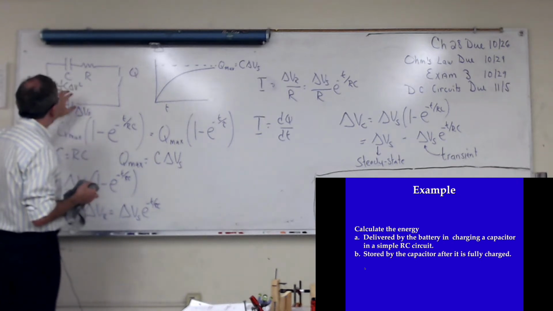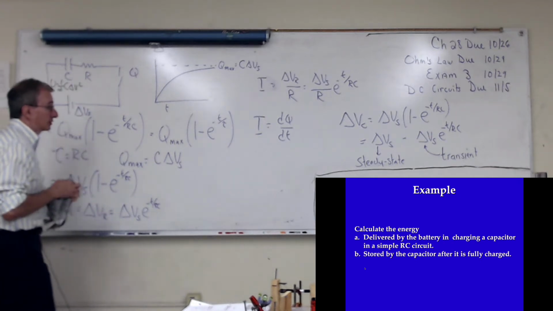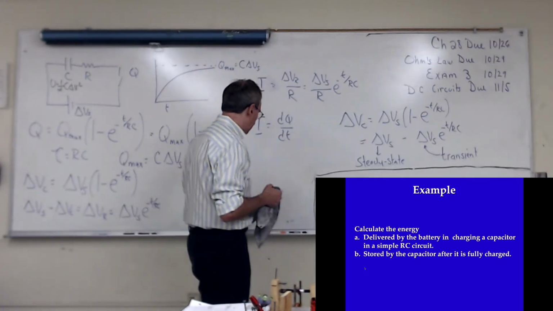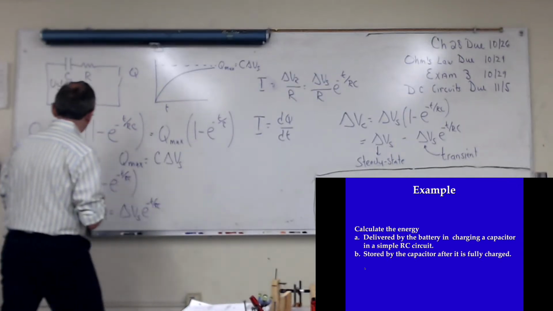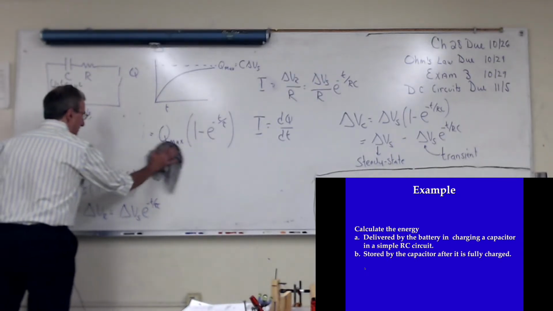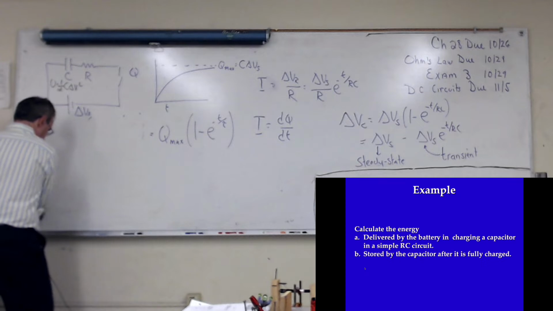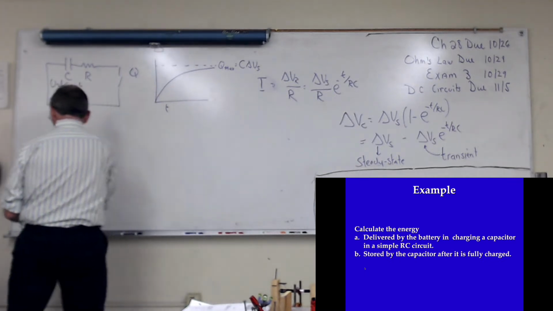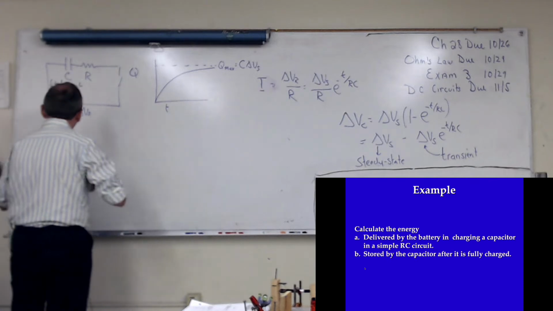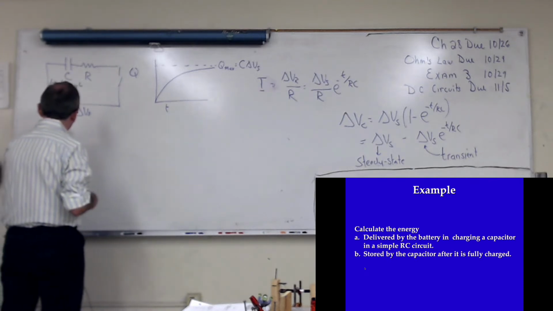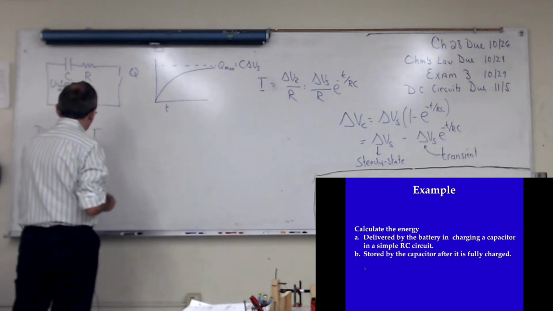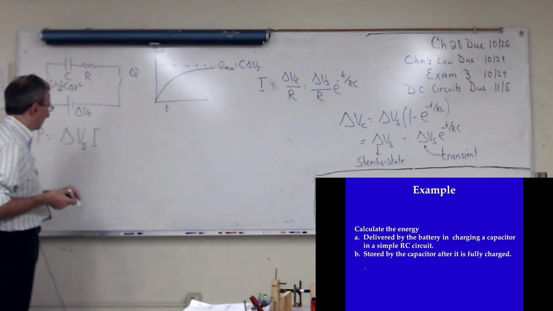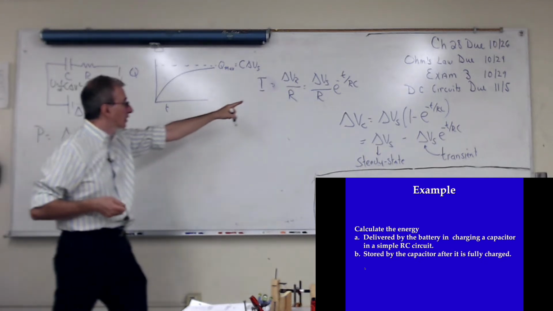So I want to calculate the energy that's delivered by the battery. How do we calculate the energy that's delivered by the battery? Well, power, I have so many equations here. Let me erase these equations. Power is voltage times current. And I want the energy delivered by the battery. And so I want the battery voltage, the power supply voltage, times the current. My equation for the current is that guy.